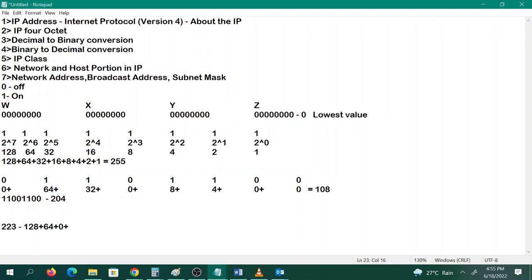After that we can take 16, which makes 208, and then we can take 8. If you calculate like that, it will be like this.